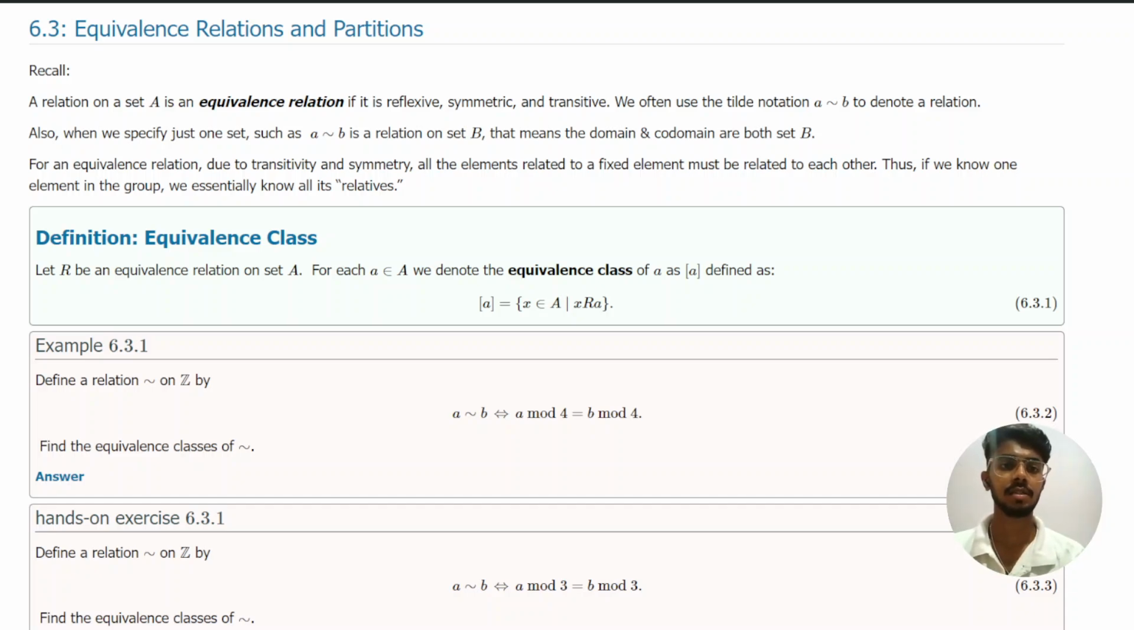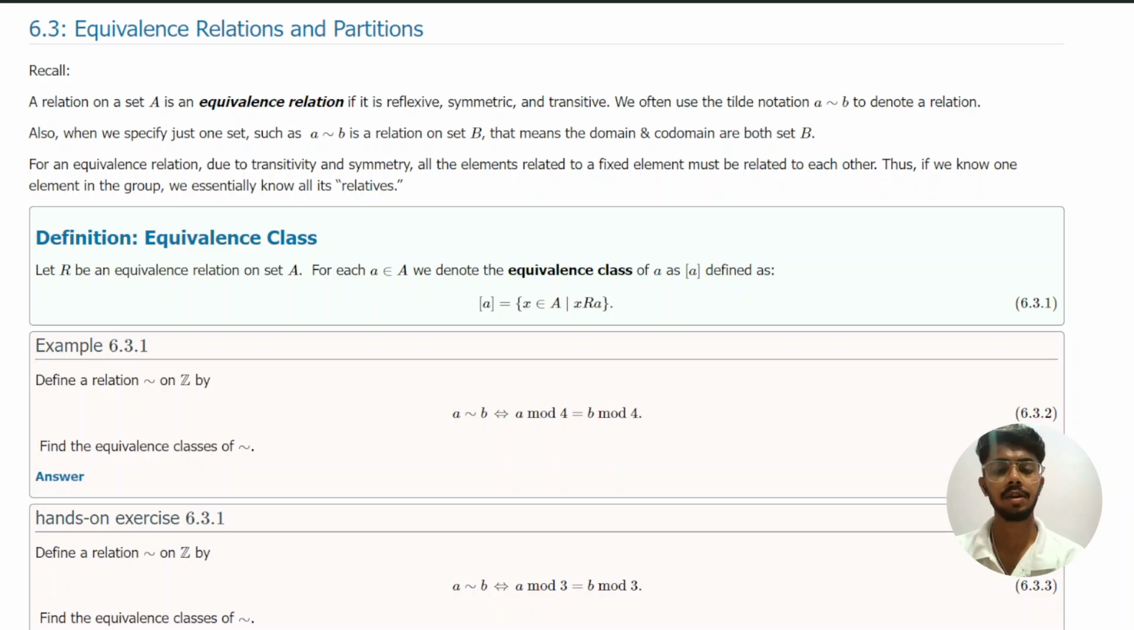Define equivalence class. Let R be an equivalence relation on set A. For each a belongs to A, we denote the class of a, defined as [a] equals the set of x belongs to A such that x is related to a.